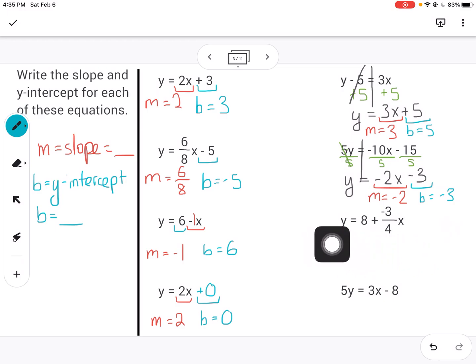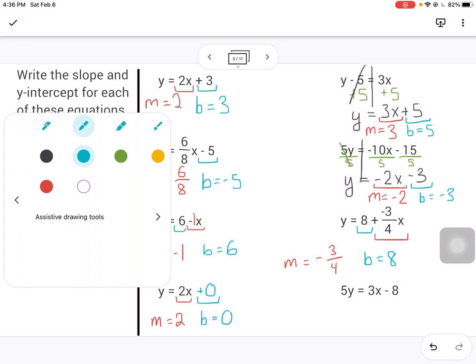In this one, y is already by itself, so we can see our slope is -3/4, because that's the number multiplying our x, and our b equals 8.